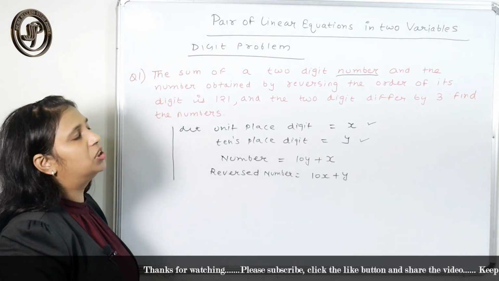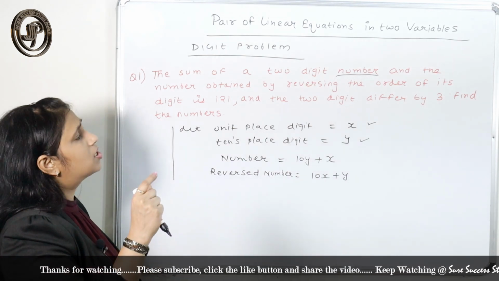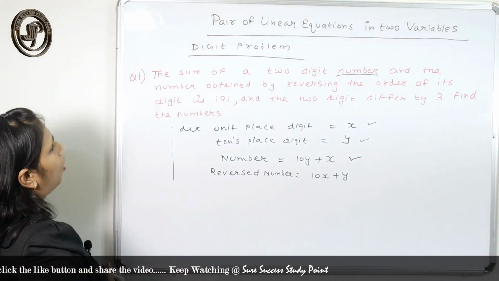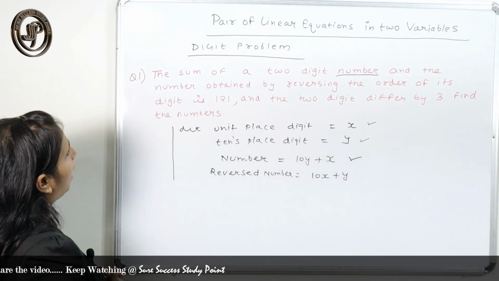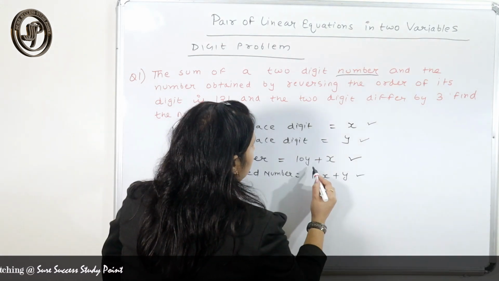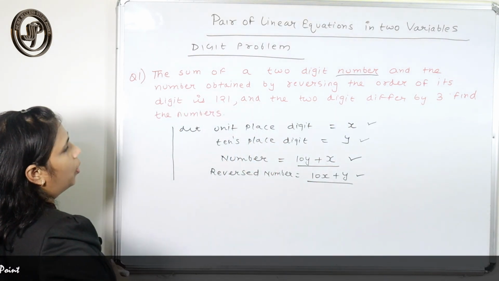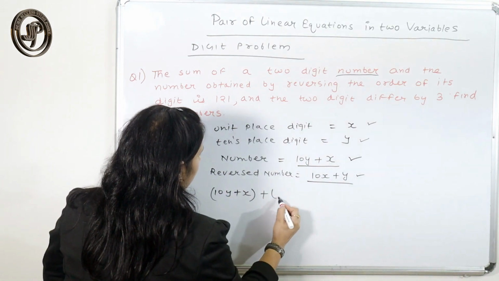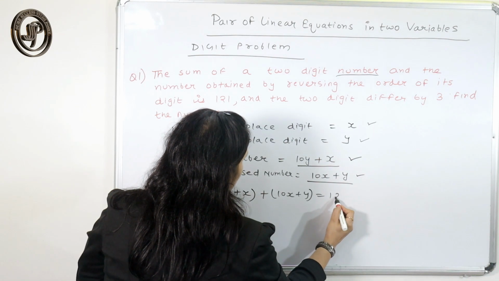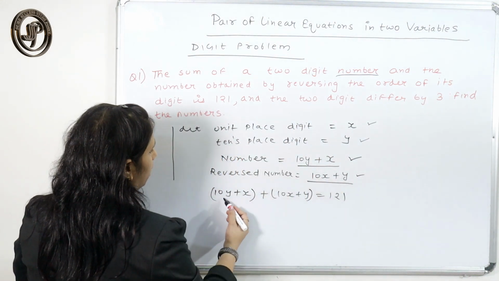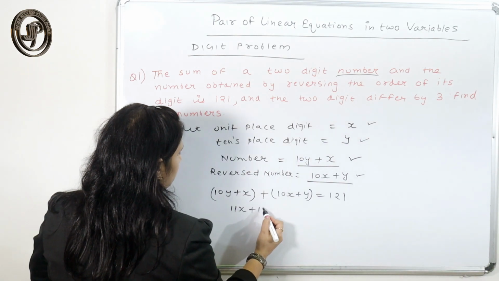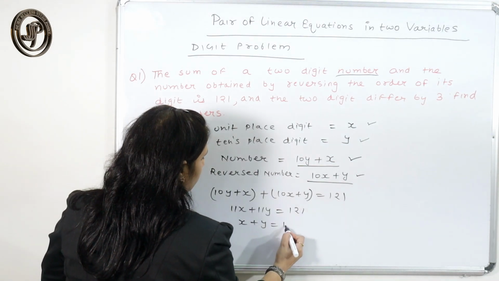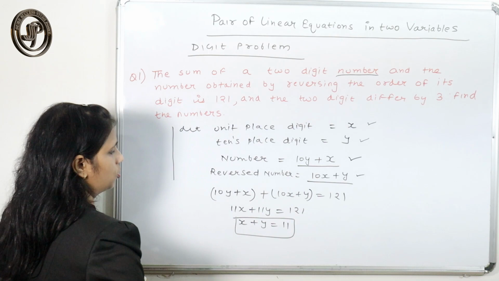So the sum of the two-digit number and the number obtained by reversing the digits, they said the sum of these two is 121. So this plus this is 121. Now what will you do? If you simplify, 11x plus 11y equals 121, I can divide this whole equation by 11. So this is your first equation.